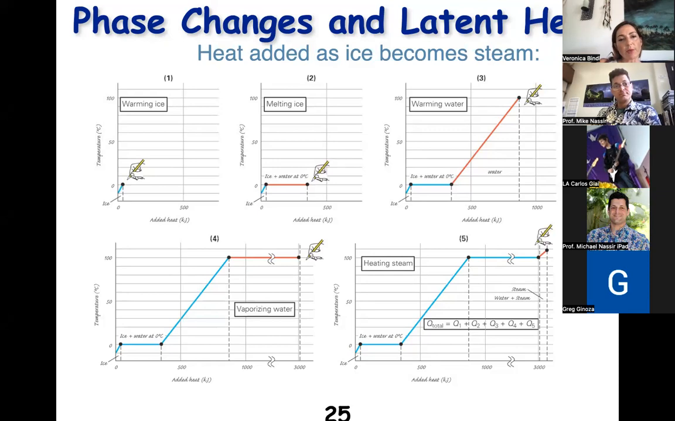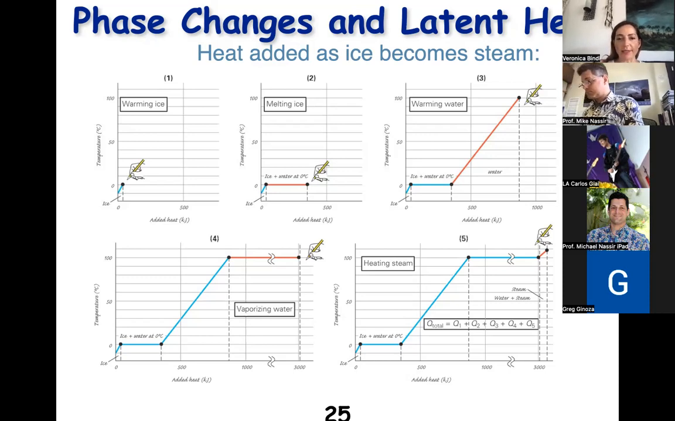When we get to the temperature 0, if you see in number 2, we are increasing the heat, so we are providing heat to the system, but the temperature of the system stays the same. And in this case, we are melting the ice, until we finish melting the ice.